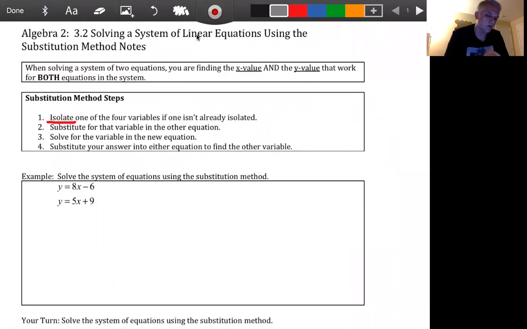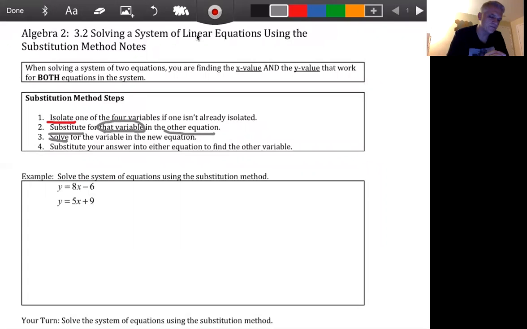Okay, so now we take that variable and we substitute that variable in the other equation and we solve. Okay. Once you solve for that variable, remember you have to get x and y. So let's say you just solved for x. If you solved for x, now you have to substitute the x back in and get your y. Okay, I think if we do one of these examples that it'll be pretty crystal clear.